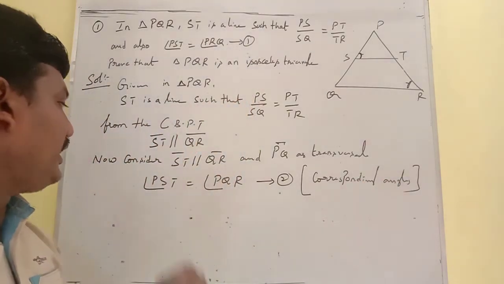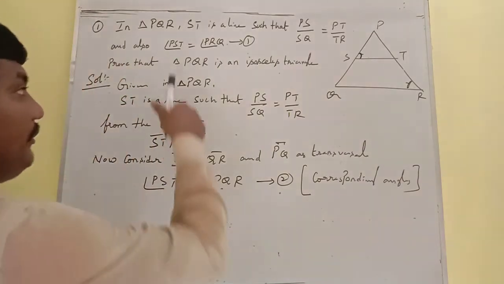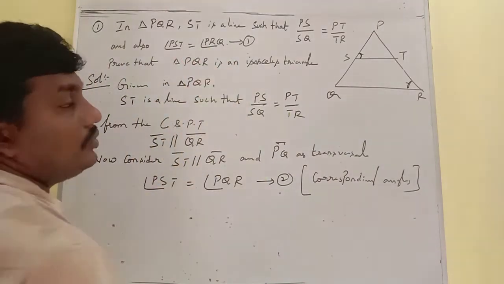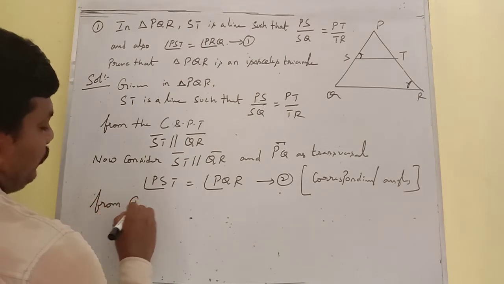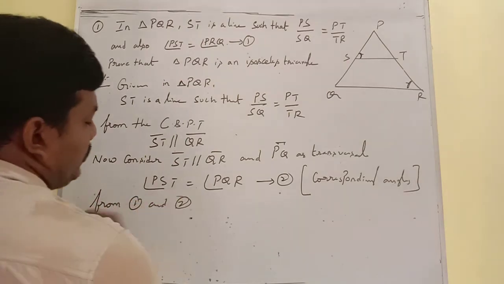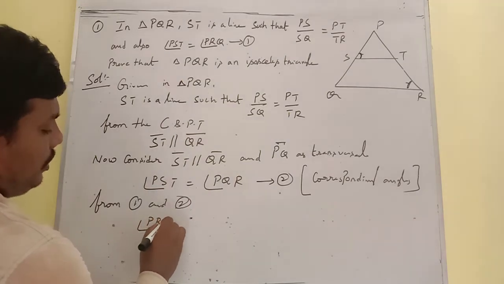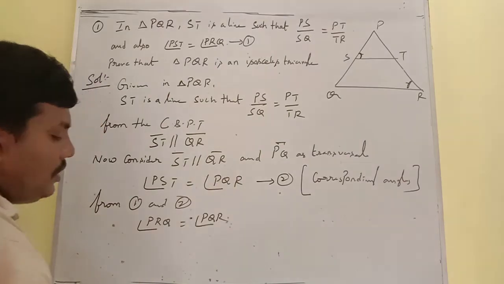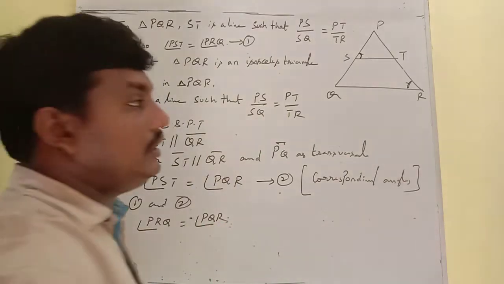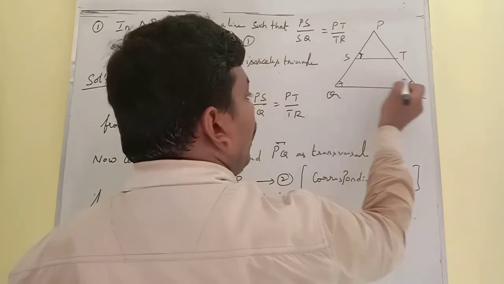When it is corresponding angles, angle PST is equal to angle PQR. But in the case of angle PST equal to angle PRQ, that is the first equation. From equations 1 and 2, in place of PST we are going to write PRQ, that is equal to angle PQR. So angle PRQ is equal to angle PQR.